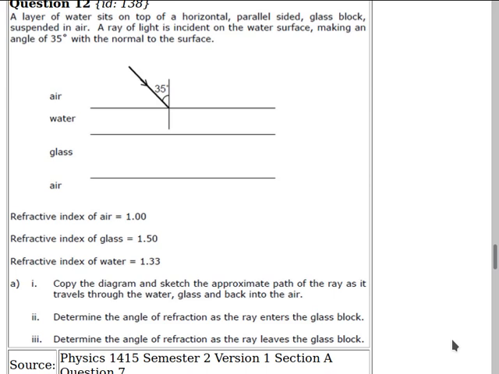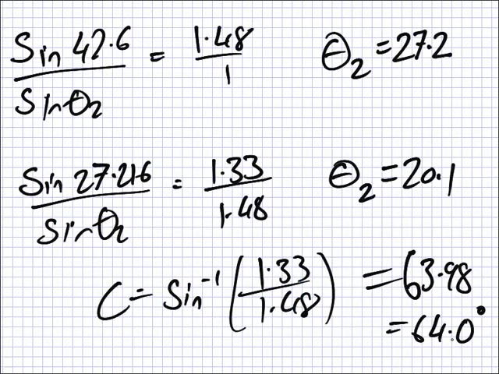Now, shall we look at the answer, or what's the story? Yeah, let's have a look. We want to draw the diagram first. That's a little tricky.